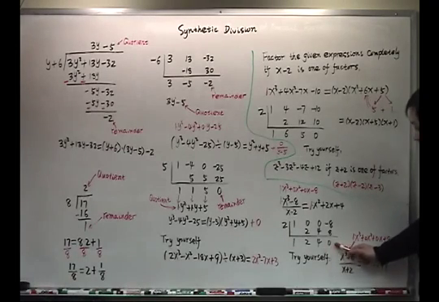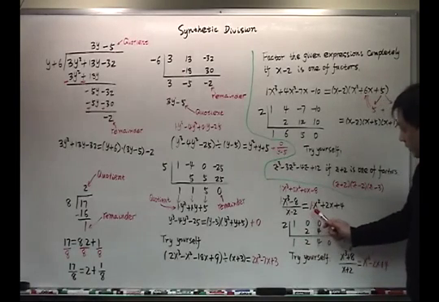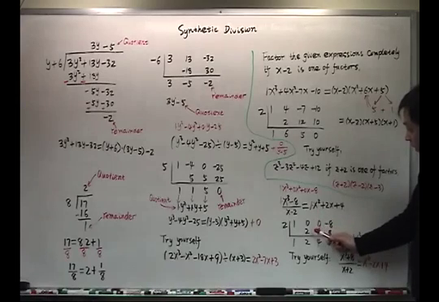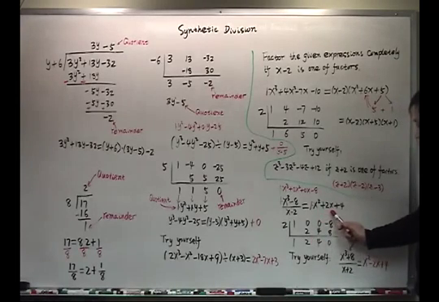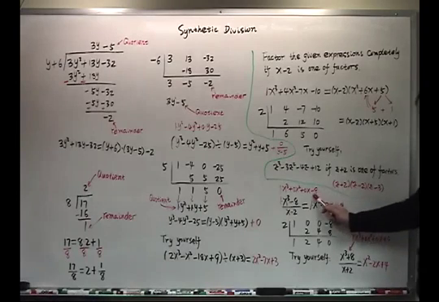So 0 is the remainder, and 1x squared plus 2x plus 4. You see, 4 is from here, 2 is from here, 1 is from here. And this is the final answer, quotient. Okay?